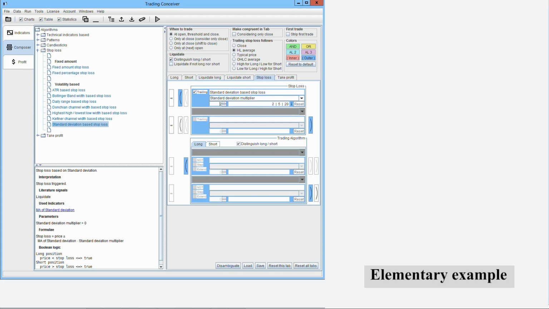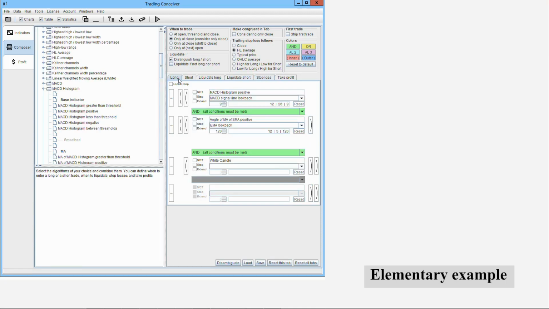Results vary slightly according to the selection of the pane trailing stop loss follows. You can choose any for now. To keep things simple, we trade only at close, not intradaily. So we select the radio button only at close, consider only close. With this we have defined our trading system.